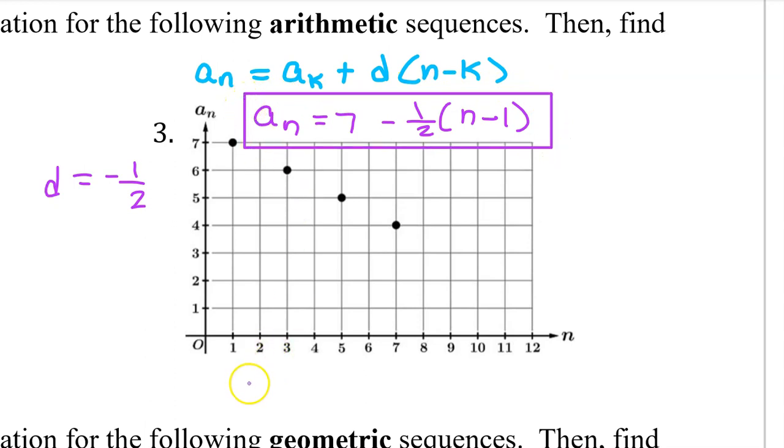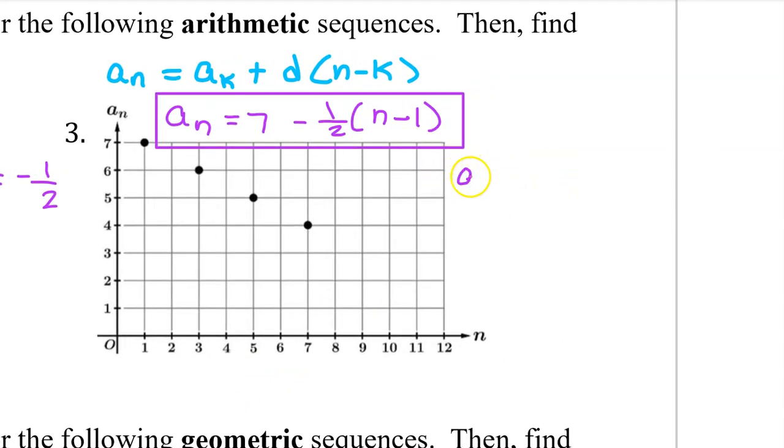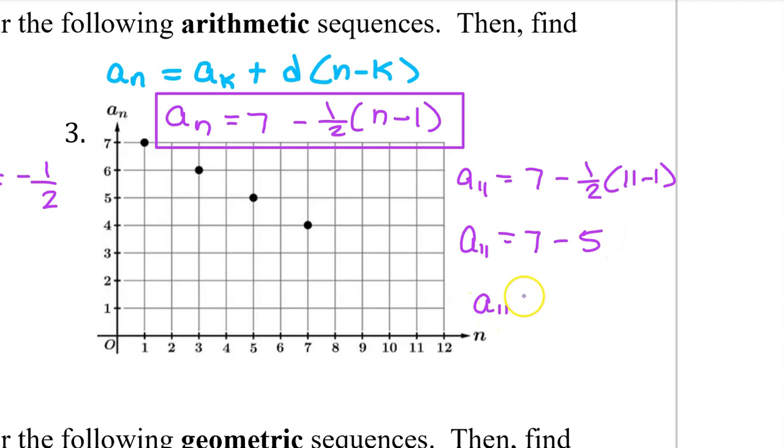That leaves me to find a11. I think I'll put it over here. So a11 will be 7 minus 1/2 times 11 minus 1. So a11 will be 7 minus, 11 minus 1 is 10. Half of 10 is 5. So a11 is 2.